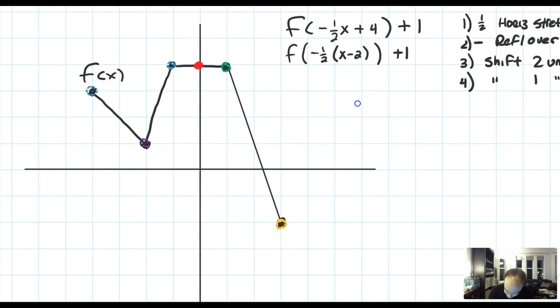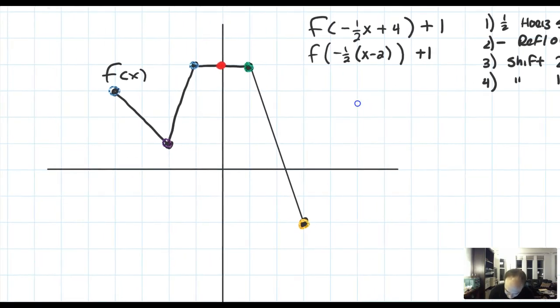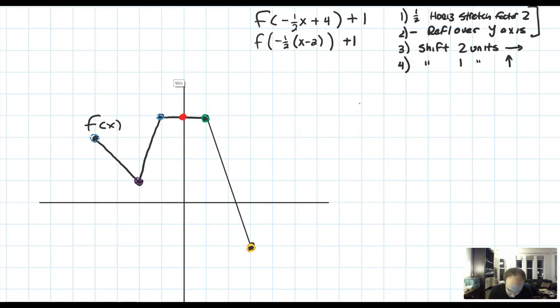First, I go to this horizontal stretch. I'm going to need a lot of space on my graph. In fact, I'm going to pause and move the graph down slightly. Okay, so I've got the graph. I have a horizontal stretch by a factor of 2. What I'm going to do is take all of the x coordinates and double them.